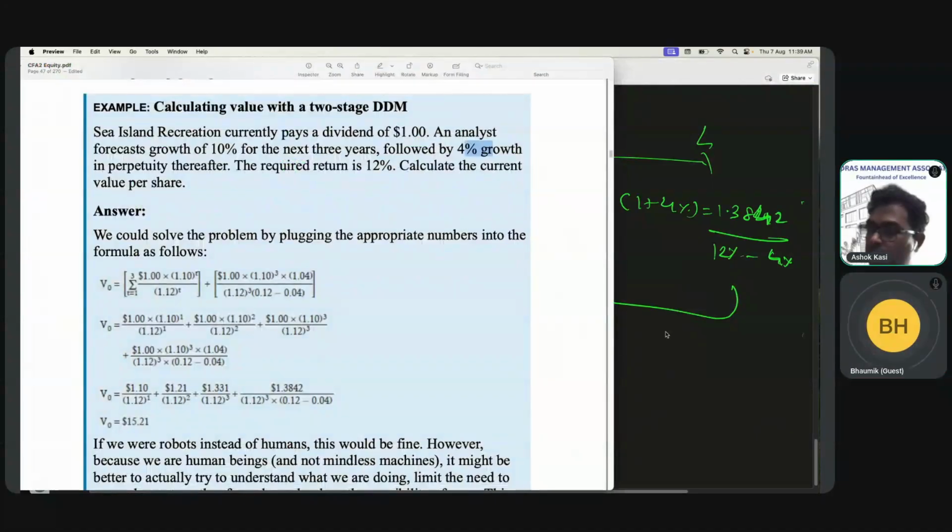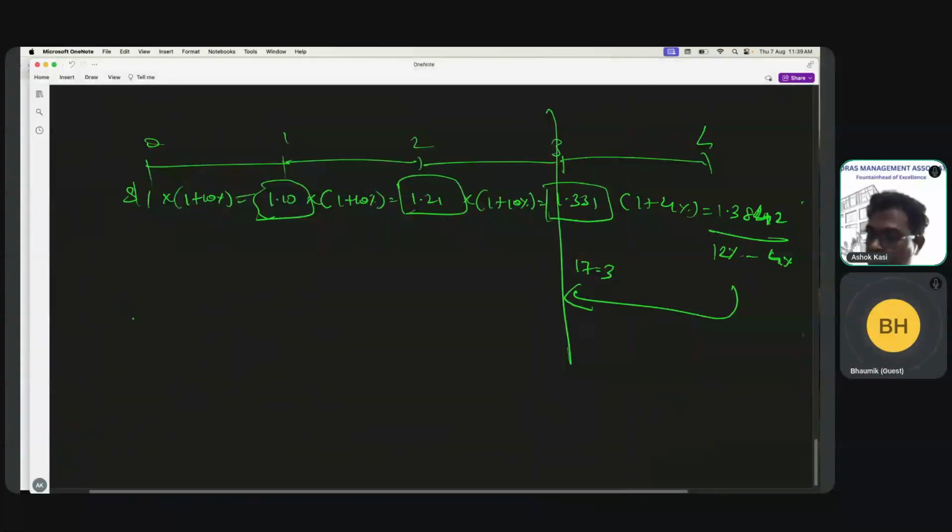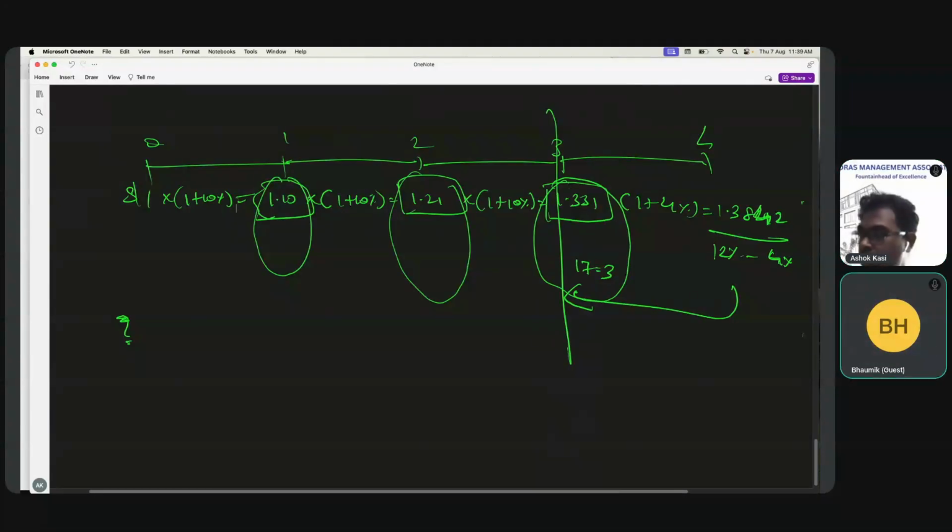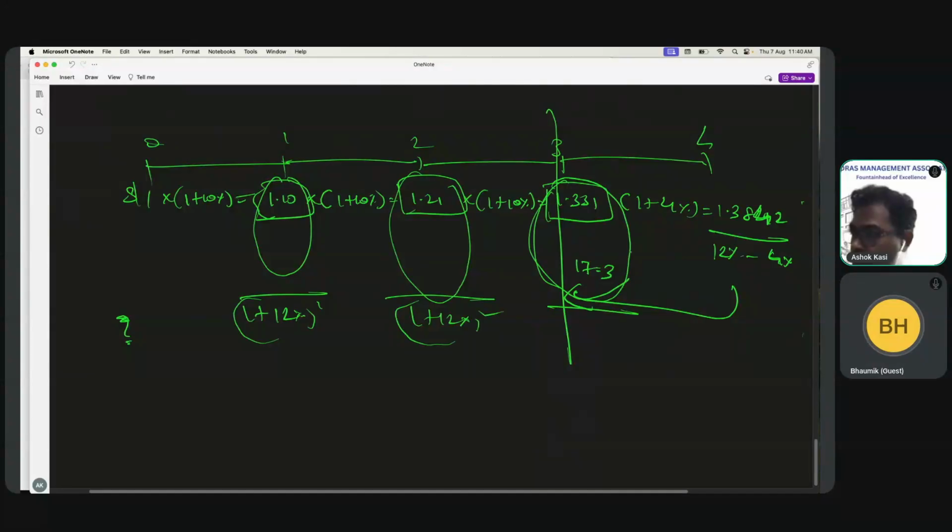Calculate the current value per share. So they are asking what the price is right now. This is the cash flow for year 3, this is for year 2, and this is for year 1. One way, manually, is 1.10 divided by 1 plus the required return of 12%. You should add both, 1.331 plus 17.3. You can do it like this.